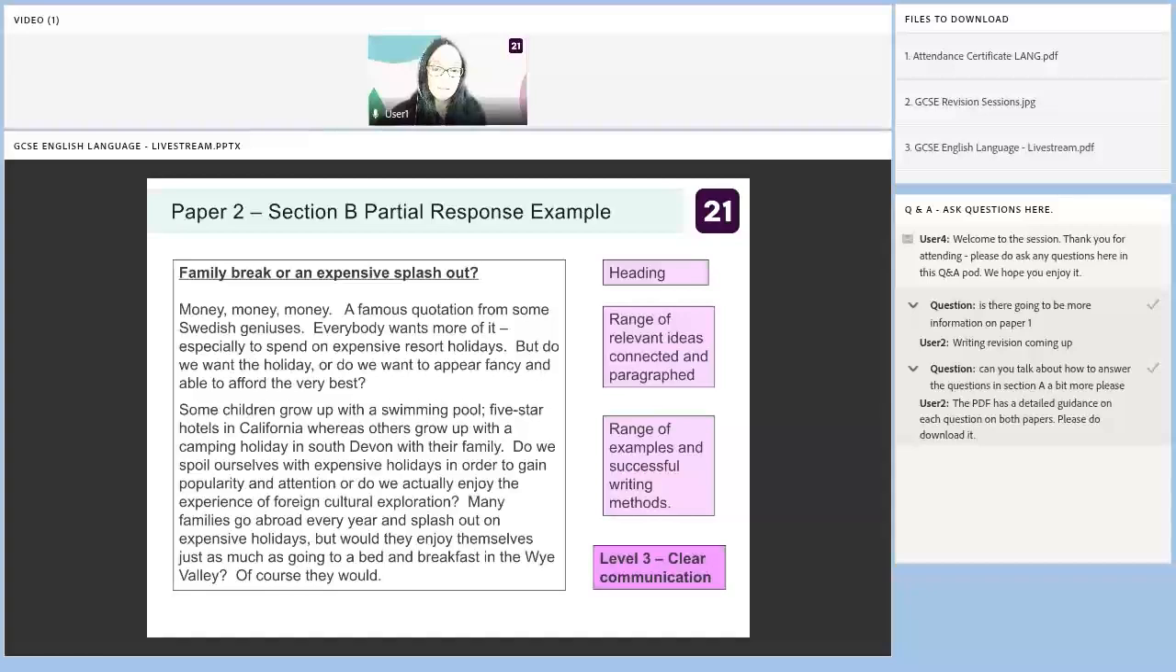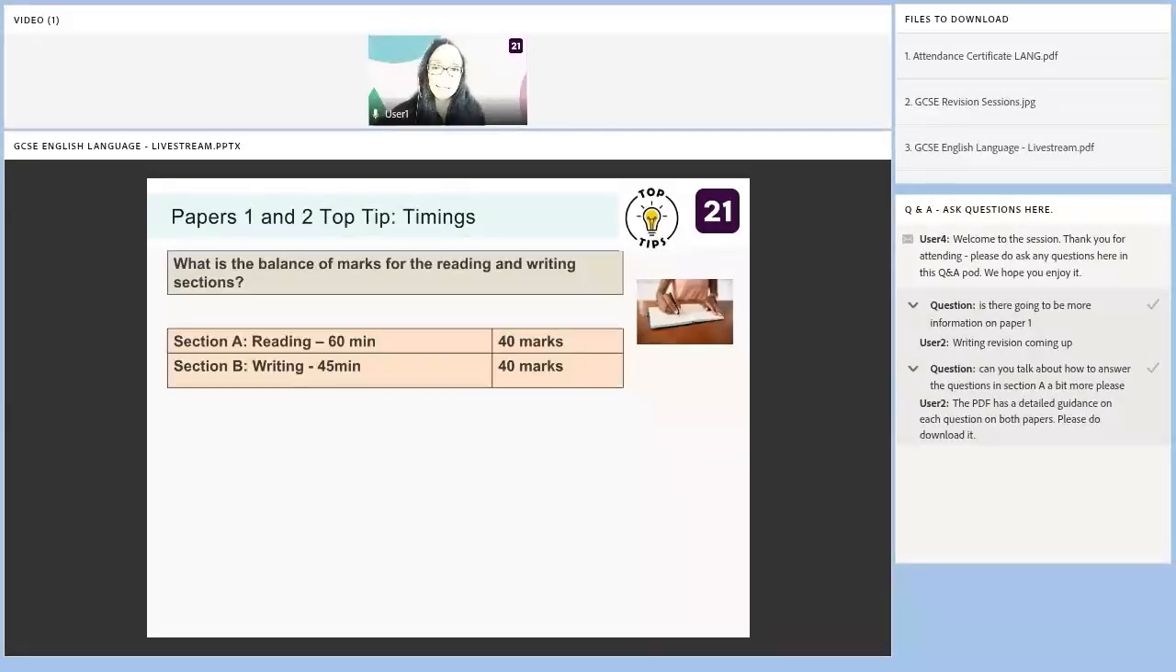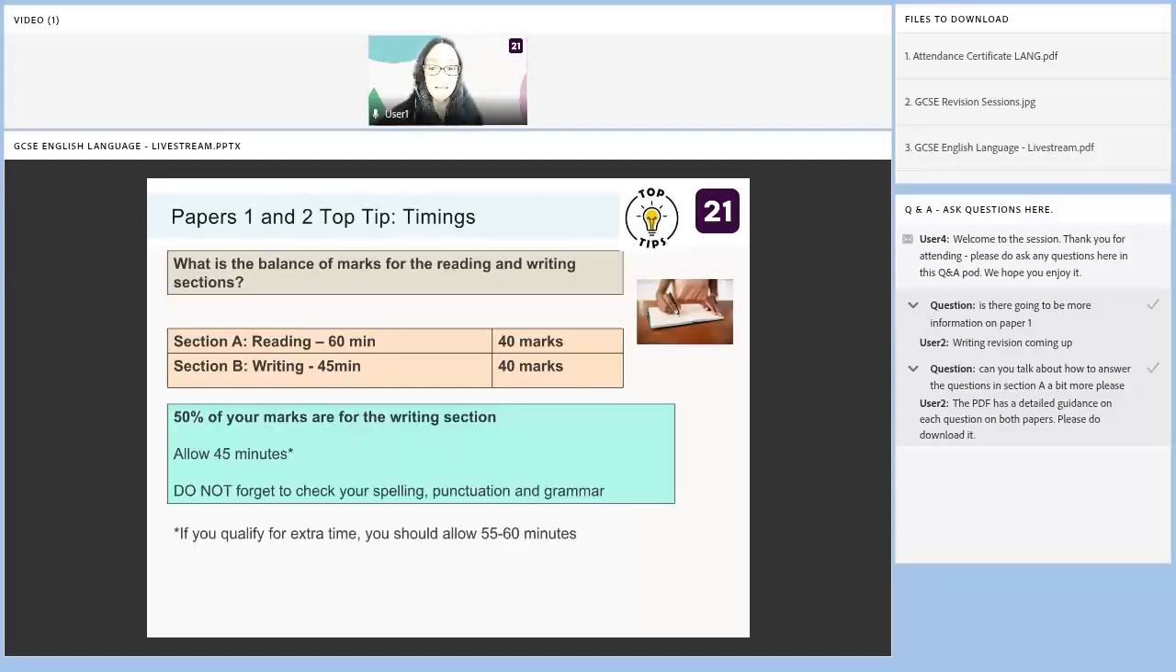So let me take you through the final part as we are a bit pushed for time. So a few tips for your timings. Just be aware that it's a 50-50 split. For section A and section B, it's worth 40 marks each. So 50% of your marks are for the writing section. So give yourself enough time for that.